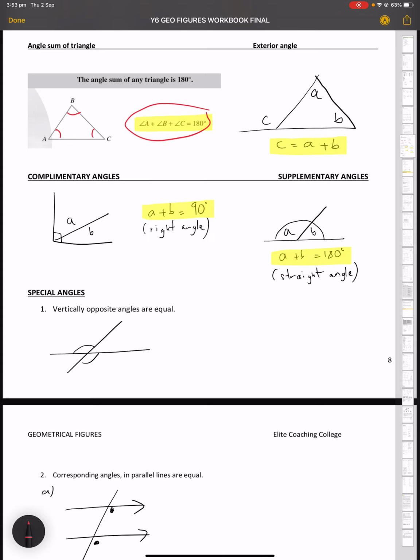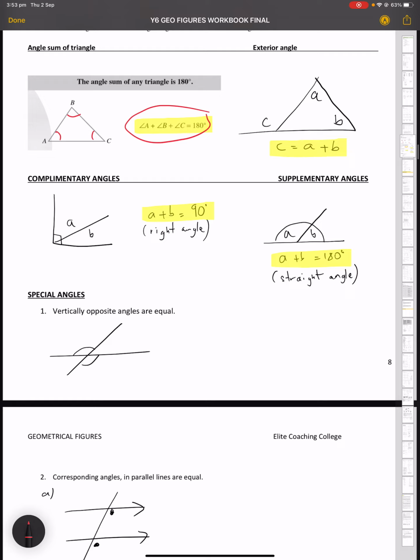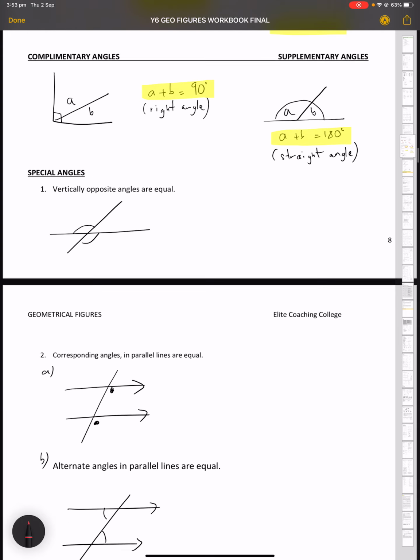Exterior angles. Okay, so now we're going to go to this one. Look at this diagram here. Exterior angles are angles where 2 of the angles add up to the exterior angle of the third one. Maybe we can go through that a bit more later.